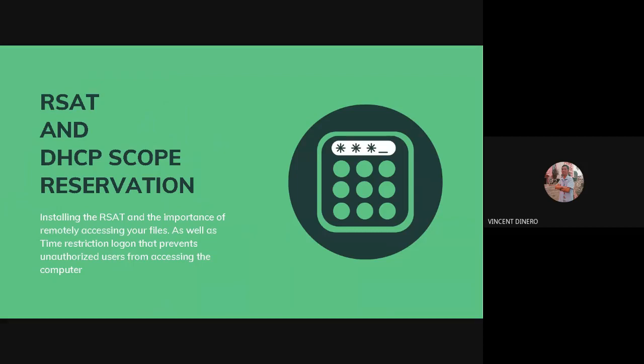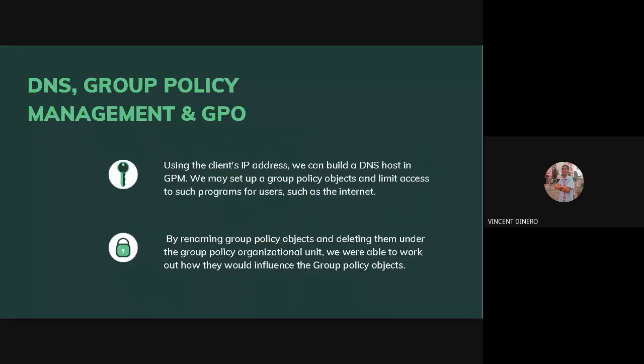Next is the DNS, Group Policy Management, and GPO. In this activity, using the client's IP address, we can build a DNS host in the group policy management. We may set up a group policy object and limit access to certain programs for users, such as the internet. By renaming group policy objects and deleting them under the group policy organization unit, we're able to work out how they would influence the group policy object.